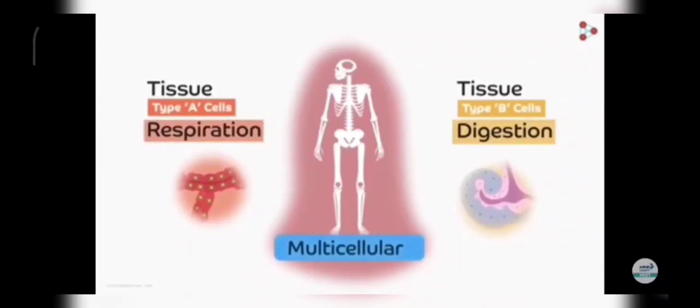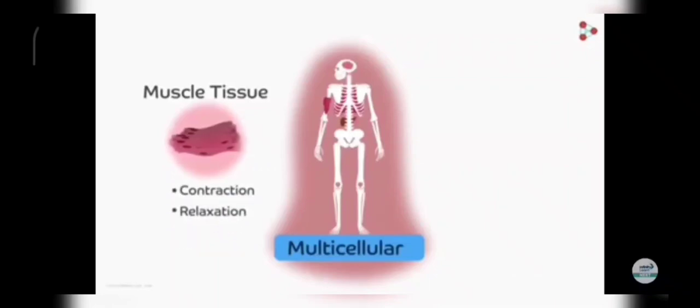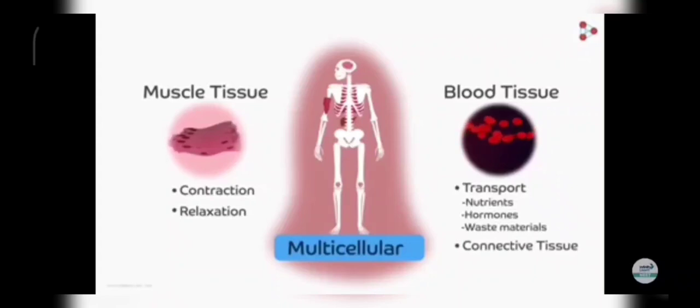Such organisms with tissues are called multicellular organisms. In multicellular organisms, the tissues are placed at specific locations to carry out specific functions. This is called division of labor in organisms. A few examples of tissues in the human body are muscle tissue, which helps in contraction and relaxation of the body, and blood tissue, which helps in transport of nutrients, hormones and waste material. Blood is a type of connective tissue of the human body.